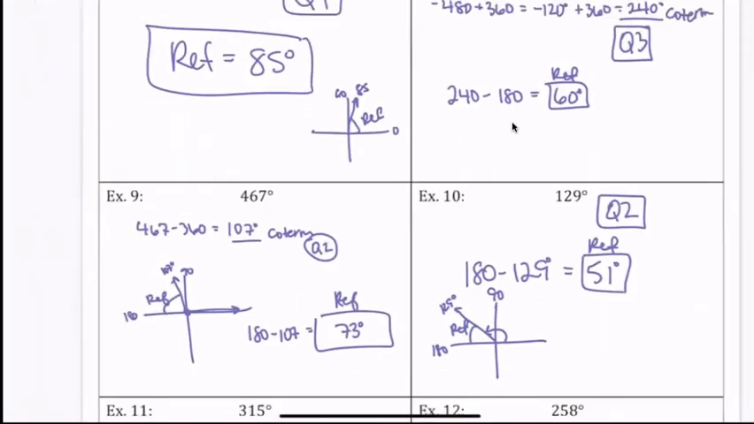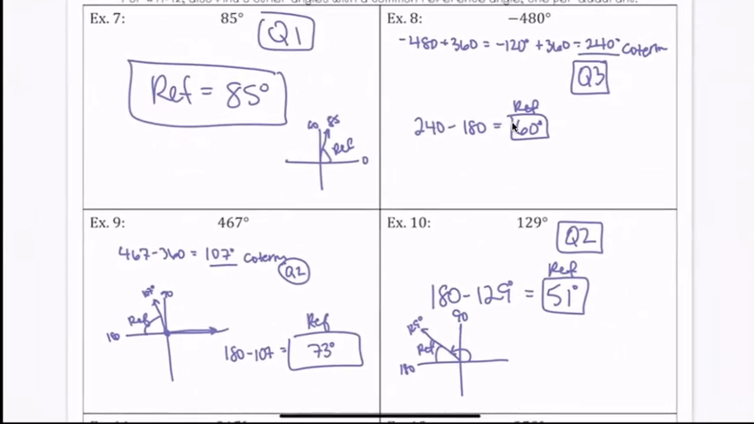And then number 8, back up, there you go. 8 and 9. 8 was at negative 480. That is way too small. So we added rotations until we got to a positive number, and that positive number was 240, which has a reference angle of 60 degrees.